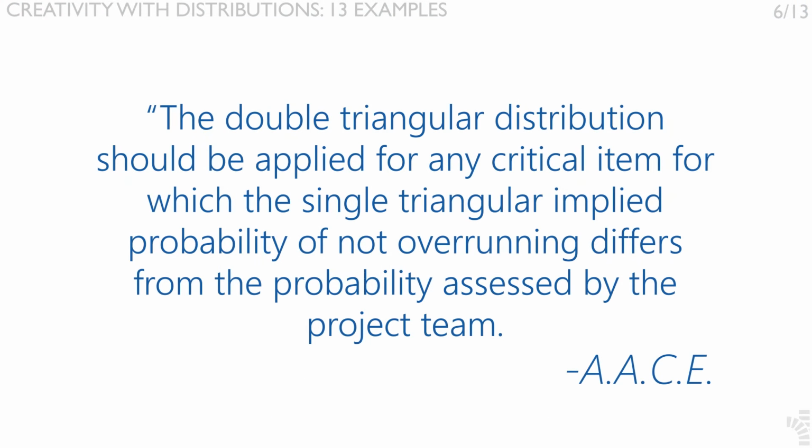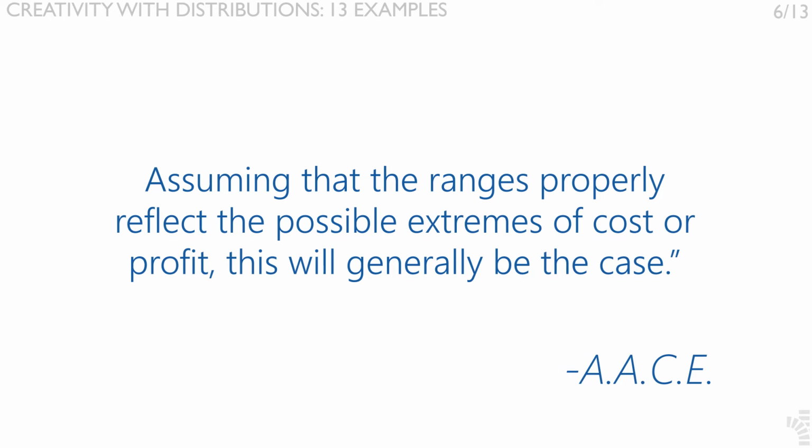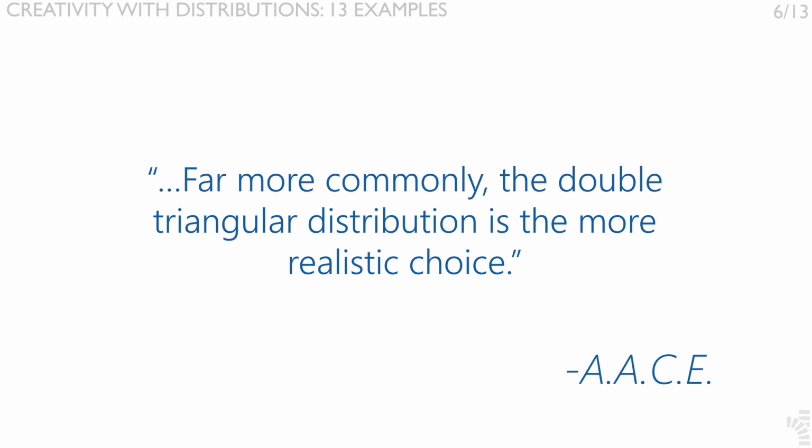The double triangular distribution should be applied for any critical item for which the single triangular implied probability of not overrunning differs from the probability assessed by the project team. Assuming that the ranges properly reflect the possible extremes of cost or profit, this will generally be the case. The AACE endorses this distribution in response to the criticism that the triangular distribution has. This endorsement states that, far more commonly, the double triangular distribution is the more realistic choice.